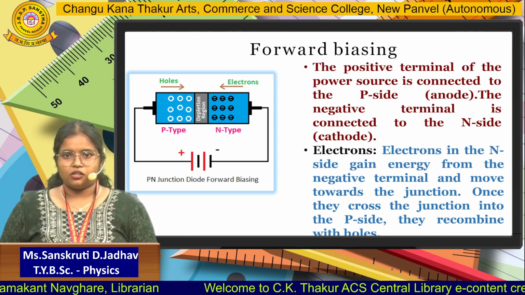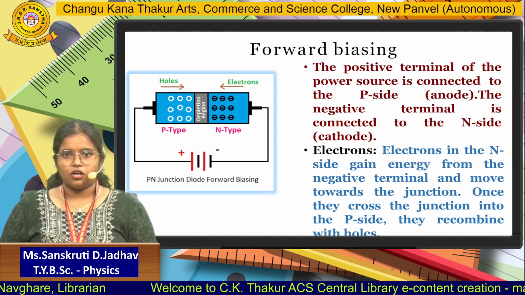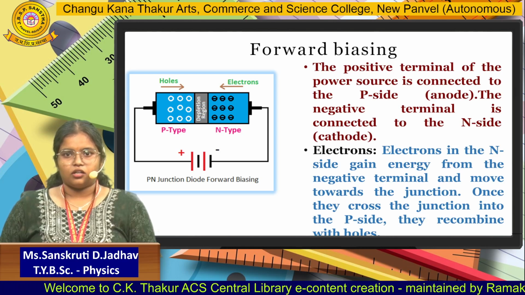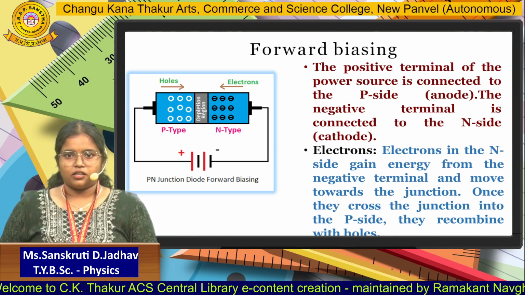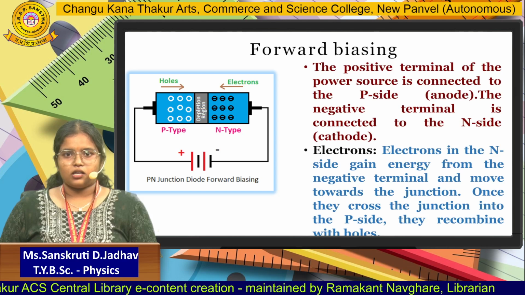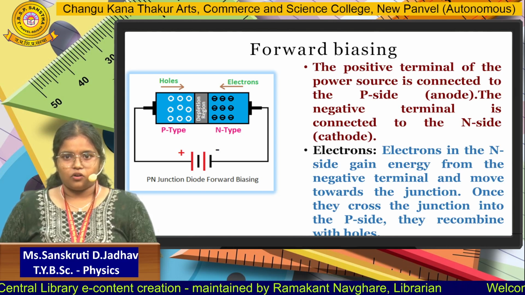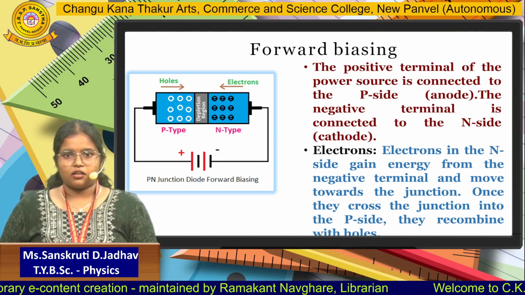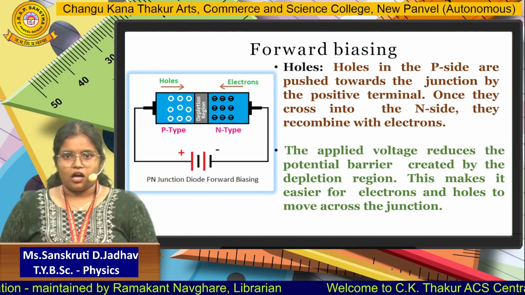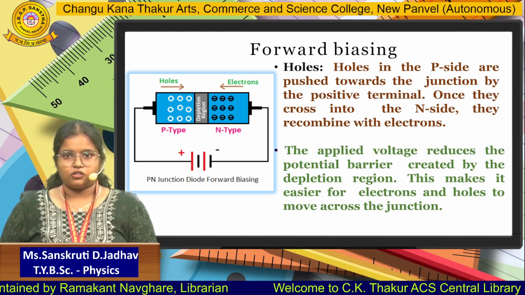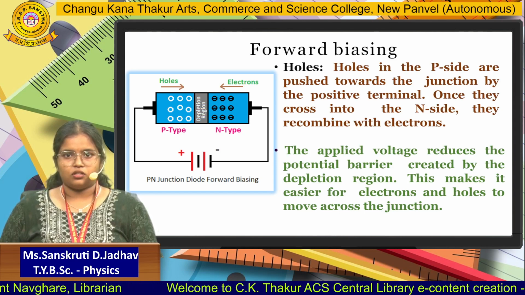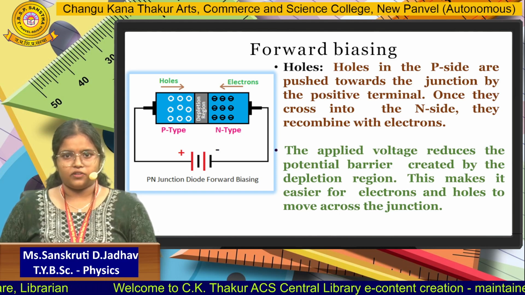Now, what is forward bias? The positive terminal of the power supply is connected to the P side, the negative terminal is connected to the N side. The electrons in the N side gain energy from the negative terminal and move towards the junction. Once they cross the junction into the P side, they recombine with the holes. Holes in the P side are pushed towards the junction by the positive terminal. Once they cross into the N side, they recombine with the electrons.